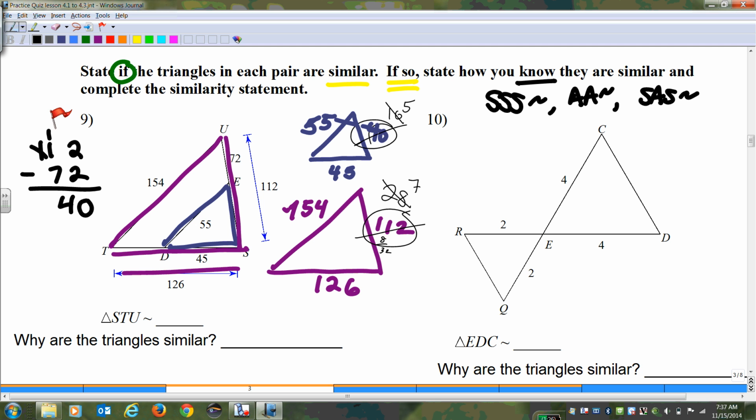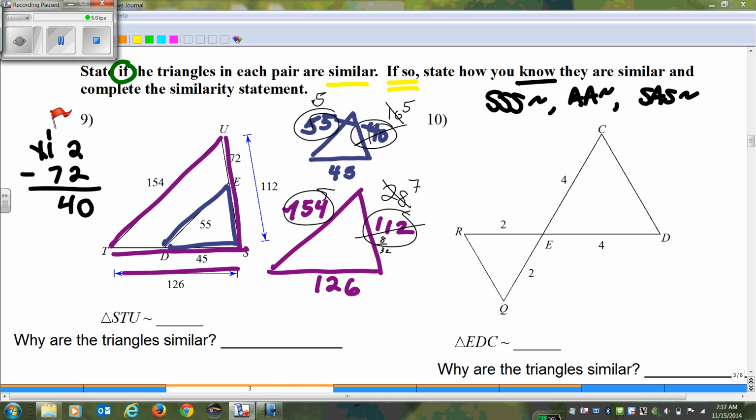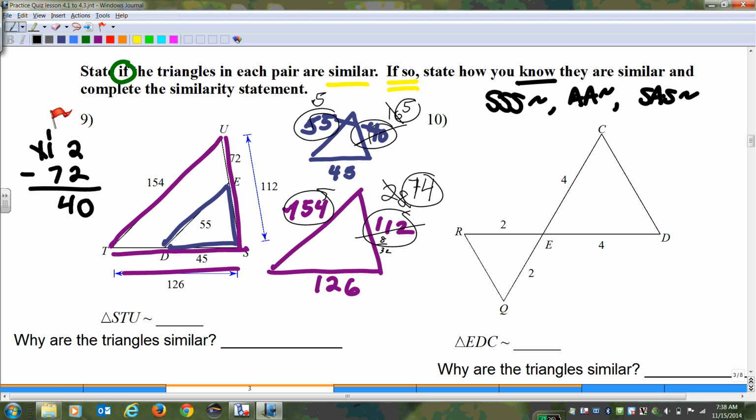Now I'm going to check the other sides. So I have 55 and 154. So I'm going to check the 5 to 7 ratio. 11 goes into 55 5 times. And 11 goes into 154 14 times. So it's 5 to 14. Let's check here. 11 goes in here once with 4 left over, 44, so that's 14.